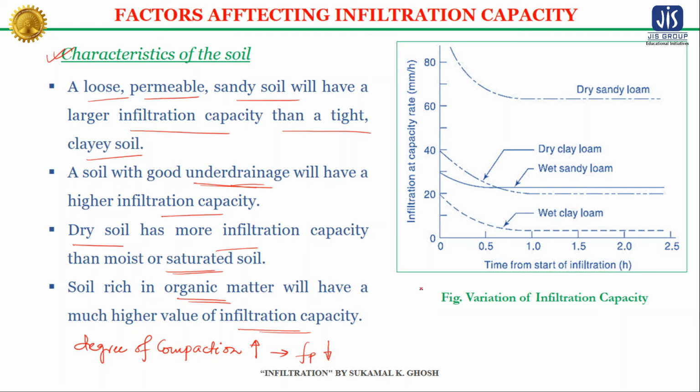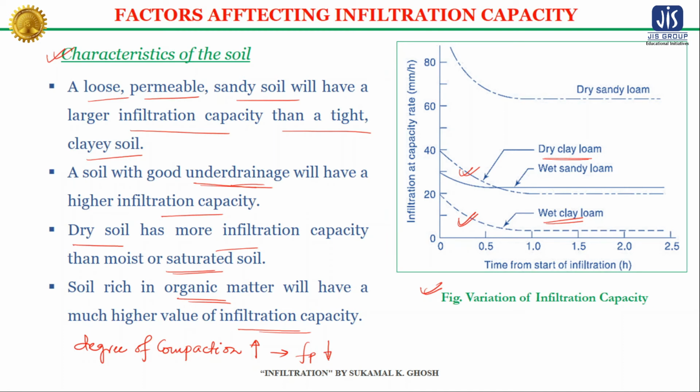Now this figure shows the variation of infiltration capacity for different types of soil. This is the infiltration capacity rate with time of the wet clay loam, and this is the infiltration capacity rate with time for dry clay loam. So as we discussed, the dry soil will have more infiltration capacity because it can absorb more water than the wet soil, right? In this way, we can plot the infiltration capacity with time for different types of soils.